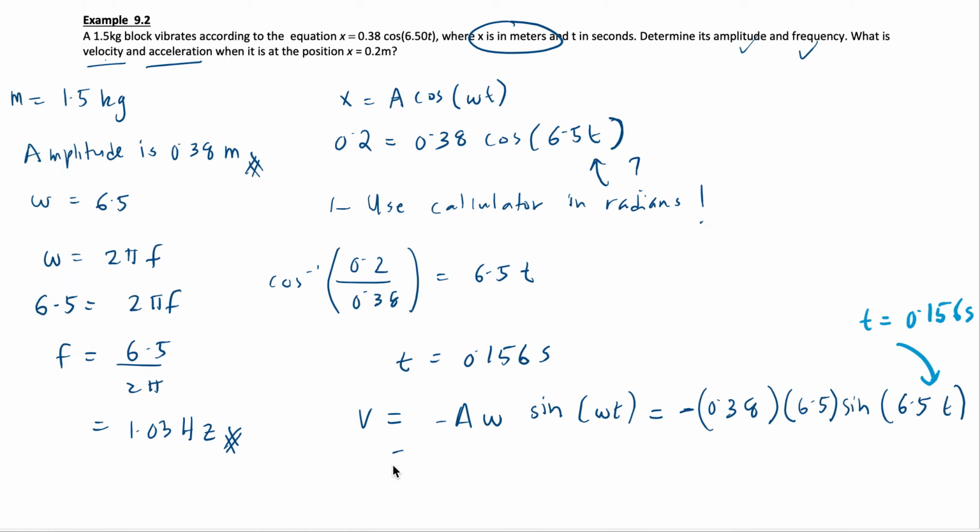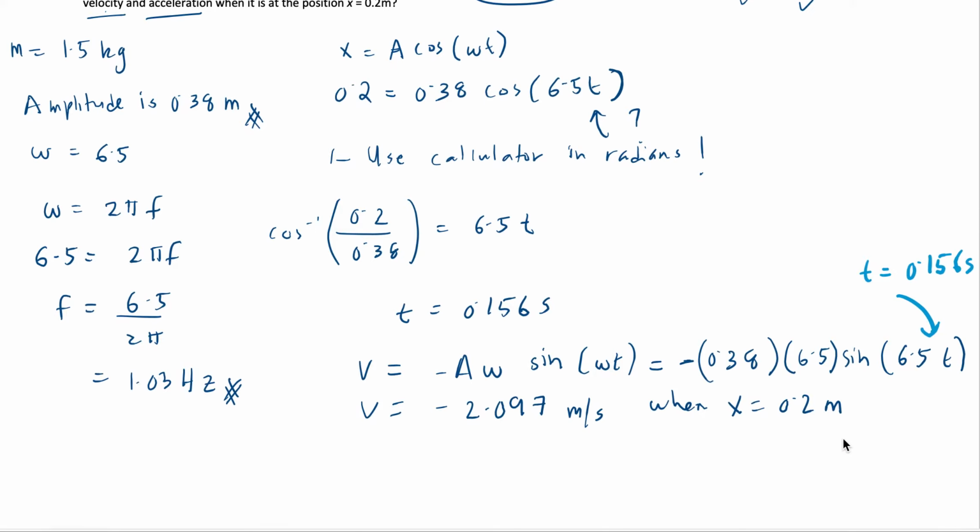So if you use your calculator correctly, you should get your answer as, let me try to write this, v should be minus 2.097. What is the unit for velocity? It should be meter per second when x is equal to 0.2 meters. Okay, so when x equals 0.2 meters, your time when that happens is 0.156 seconds, which means that what happens to the velocity and acceleration at this time? This is what the question is asking you.